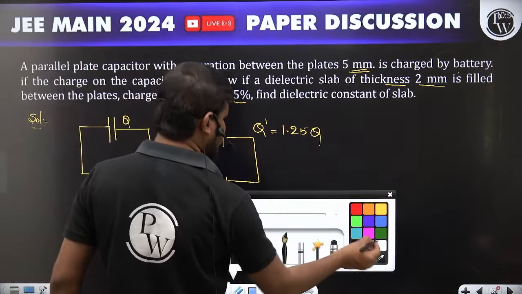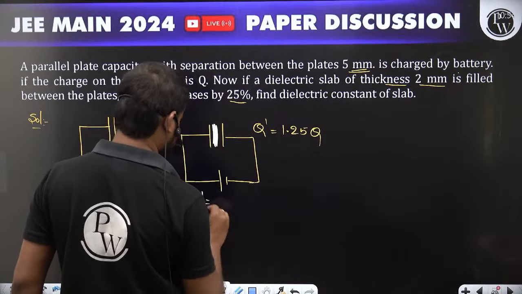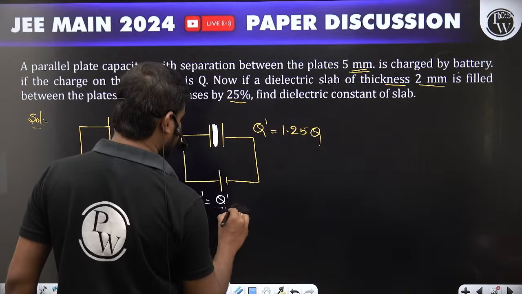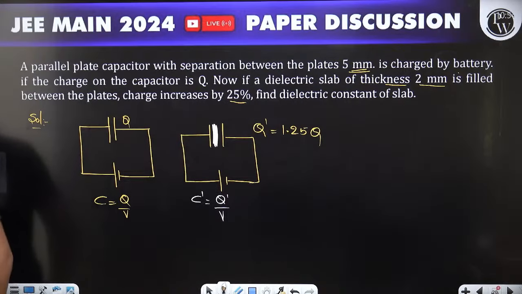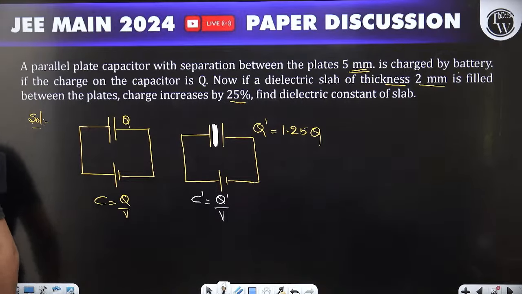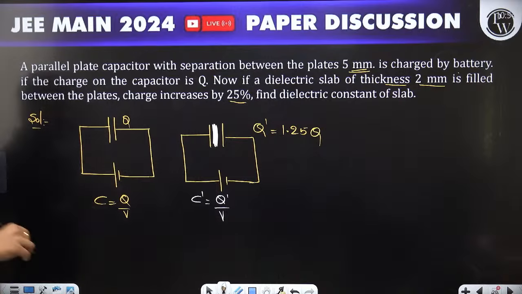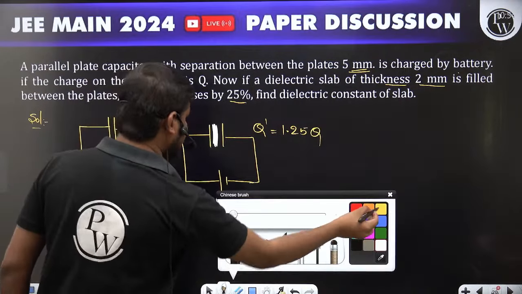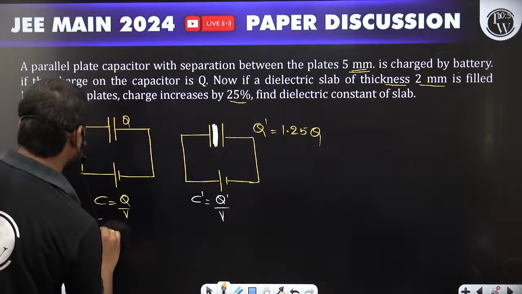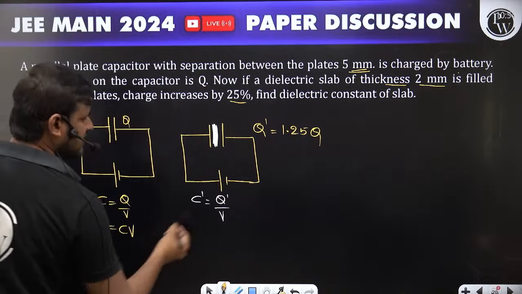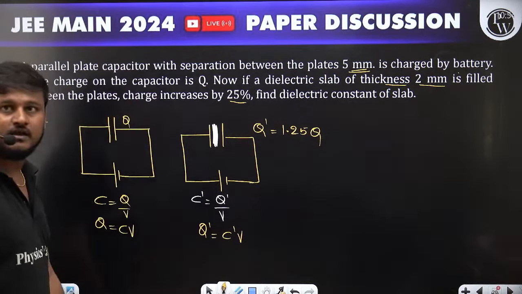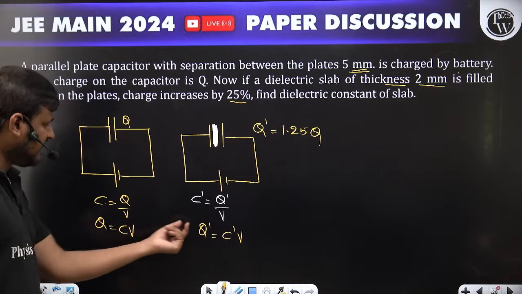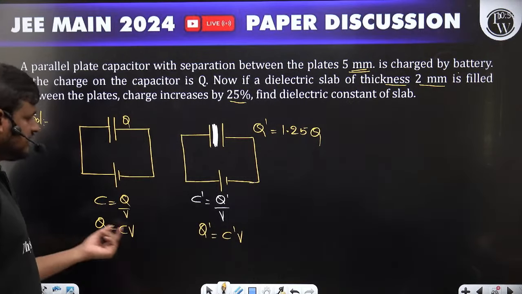Here, let's say the capacitance is C dash. The battery voltage is the same, so I can put the same V here. From here I can write Q is equal to CV, and here Q dash is equal to C dash V.